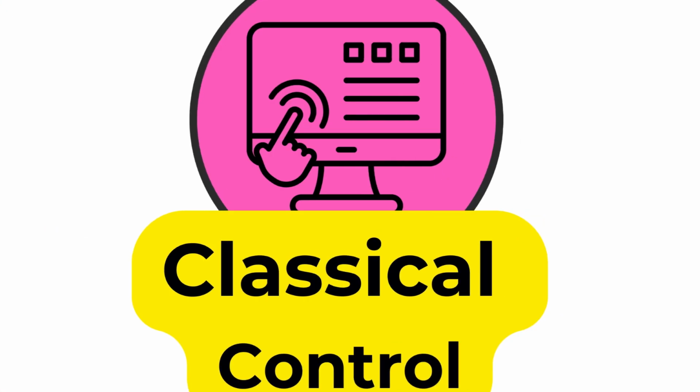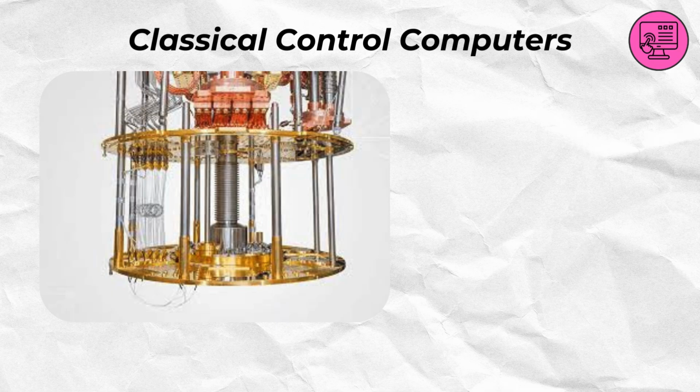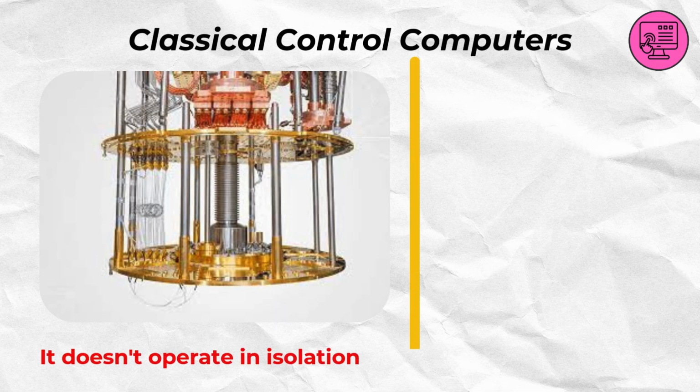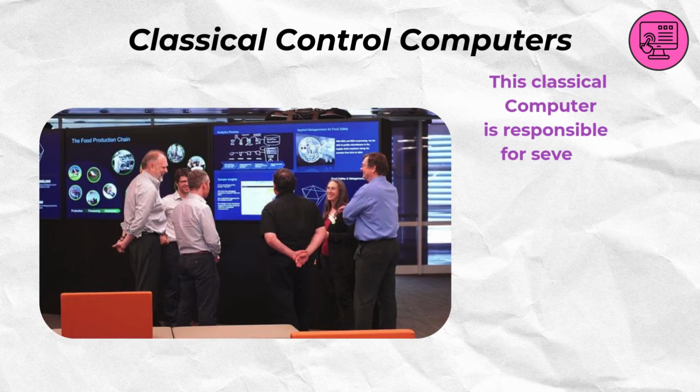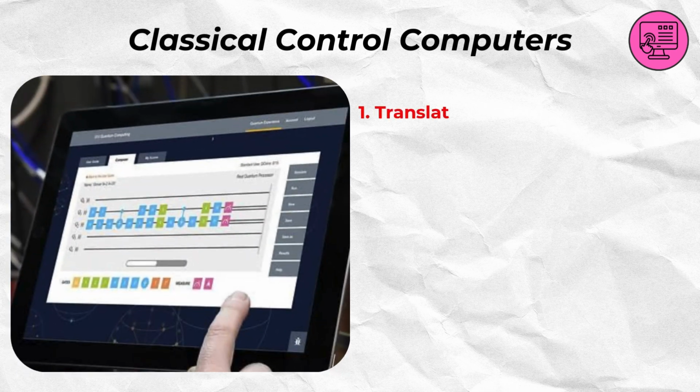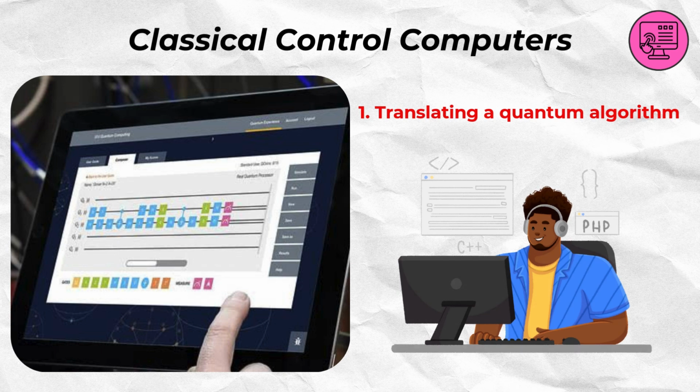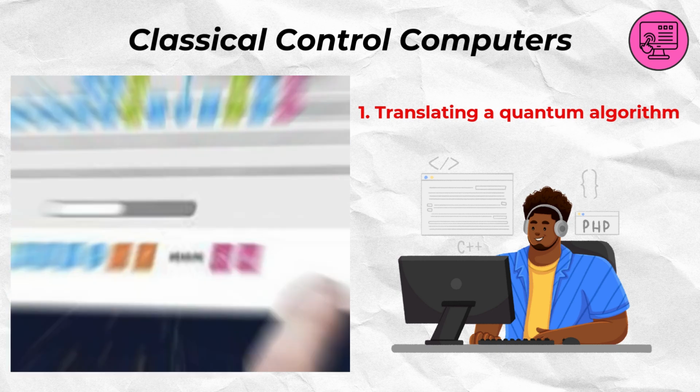Classical control computer and software interface. A quantum computer doesn't operate in isolation. It requires a classical computer to manage its operations. This classical computer is responsible for several tasks. 1. Translating a quantum algorithm, written by a programmer, into the specific sequence of control pulses, microwaves, or lasers needed to manipulate the qubits.